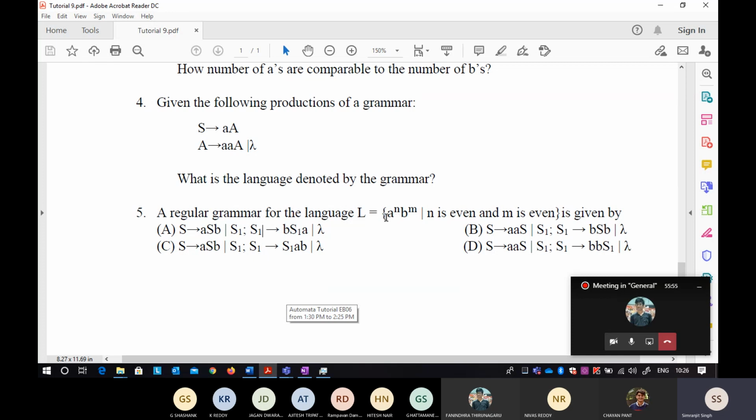Now see, the language given is a raised to power n, b raised to power n. Keep in mind that it is not a raised to power n, b raised to power n, because n here is even and m is also even. M is also even. So now you have to go with the option elimination method and tell me which is the answer here. Take a little bit of time and tell me the answer.